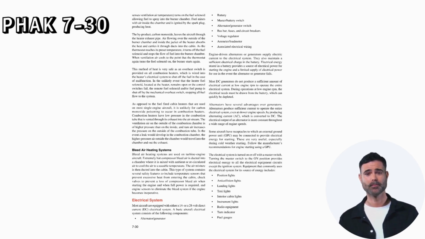Electrical system. Most aircraft are equipped with either a 14 or a 28-volt direct current DC electrical system. A basic aircraft electrical system consists of the following components: alternator, generator, battery, master battery switch, alternator generator switch, bus bar, fuses and circuit breakers, voltage regulator, ammeter load meter, and associated electrical wiring.